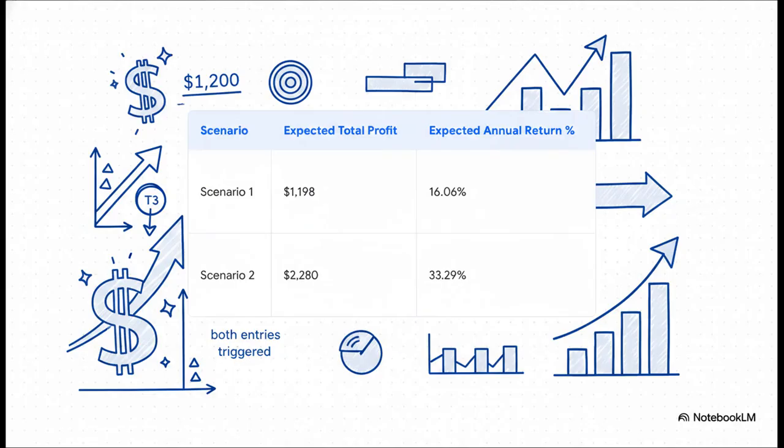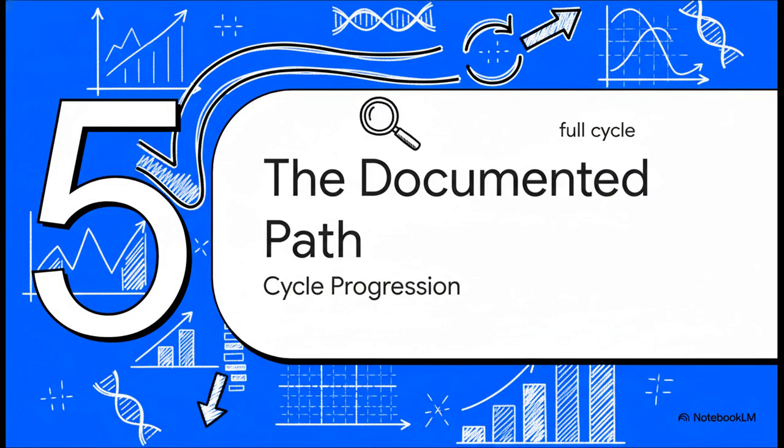Now, based on those targets, the plan shows two potential outcomes. In scenario 1, let's say only the first entry gets triggered. In that case, it projects an annualized return of a little over 16%. But in scenario 2, if both the primary and the secondary entries get hit, the projected annualized return more than doubles to over 33%. So there you have it. That's the complete plan for phase one.